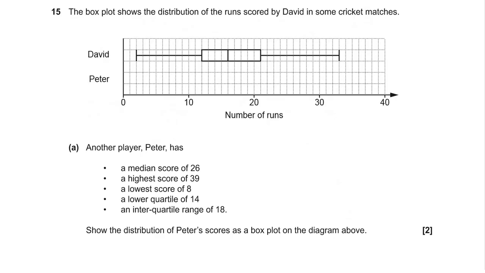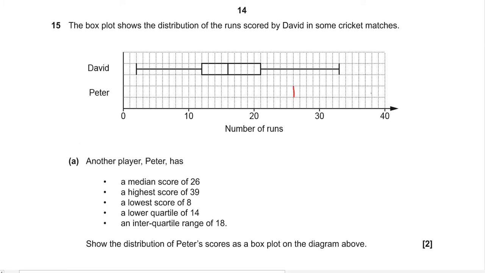Question 15. The box plot shows the distribution of the runs scored by David in some cricket matches. Another player, Peter, has a median score of 26, highest score of 39, and so on. Show the distribution of Peter's scores as a box plot. So I always start with the median. 21, 22, 23, 24, 25, 26. That's this one, that's the median. A highest score of 39, that's here. A lowest score of 8, so that's 1, 2, 3, 4, 5, 6, 7, 8. A lower quartile of 14: 11, 12, 13, 14, that's there.